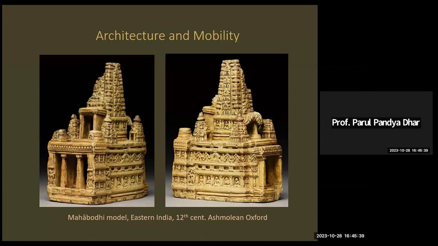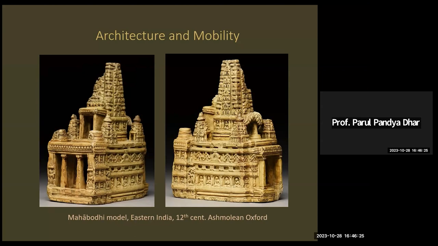And how do we conceptualize the issue of architecture and mobility in terms of connected histories between India and Southeast Asia in the pre-modern period? Now, we do know that the sacred architectures of pre-modern India and Southeast Asia share much in common. But given that built forms are fixed in space and time, how are we to account for visually similar architectural expressions across vast distances?